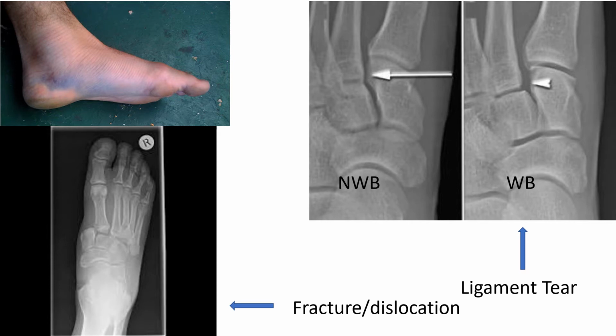The top left picture shows the extensive bruising seen in more severe injuries, and it's running pretty much all the way from the calcaneus down to the ball of the foot. The X-ray beneath it shows the dislocation of the first tarsometatarsal joint and a fracture of the medial cuneiform. And the X-ray on the right is really quite interesting. The left image is non-weight bearing, and there is little, if any, separation between the medial and middle cuneiforms, while the right image shows what happens when weight is taken.